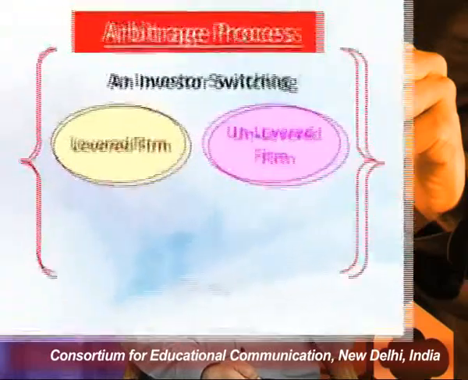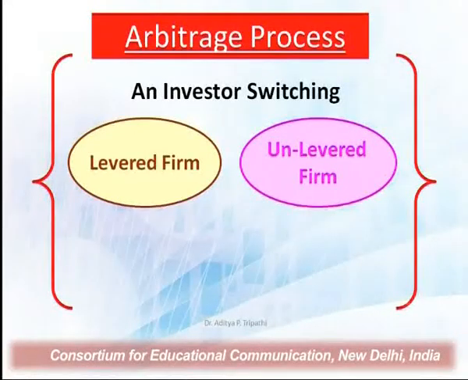Suppose we have an investor who has invested into a firm called levered firm. What is a levered firm? The firm which is having debt in its capital structure. So levered means the firm which is having leverage in its capital structure, which means the fixed interest bearing source of finance, or you can say debt, is there. So presence of debt makes a firm levered and absence of debt makes a firm unlevered, right? So an investor switching from levered firm to unlevered firm, this process of switching from levered to unlevered, L to U, is known as arbitrage process.